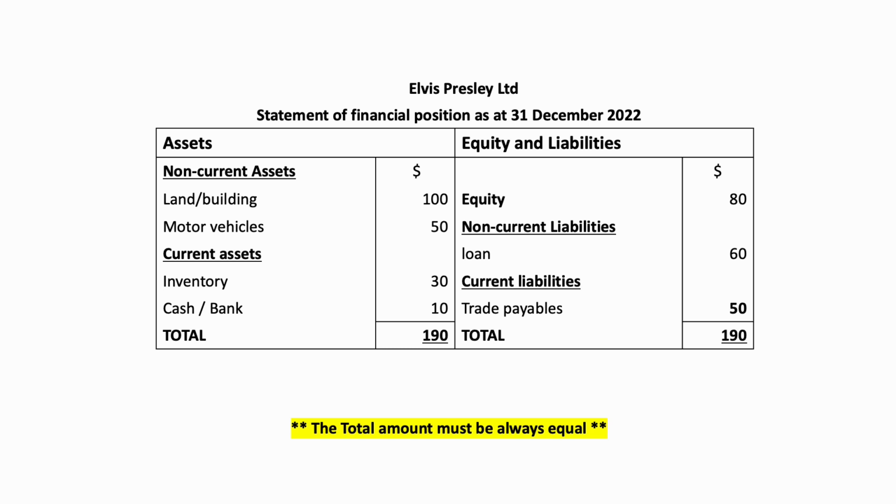The first thing that you have to do is to write the company's name, which in that case is Elvis Presley Limited, the title, which is Statement of Financial Position as at 31 December 2002. After that, you have to draw the columns. It is always preferred to use a whole page for it. The amounts under the currency, those are the amounts.